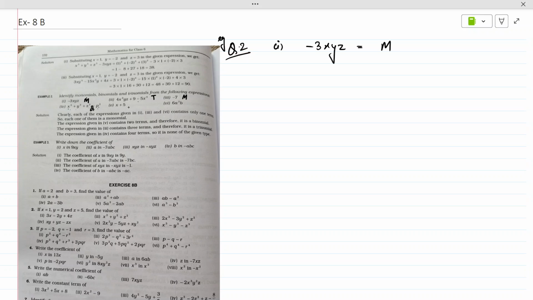Next one, we have x plus 5. We have two terms. So this is a binomial. In the last one, we have 6a^3b. So we do not have any plus or minus operator. Only one term is there. So this one is again a monomial.